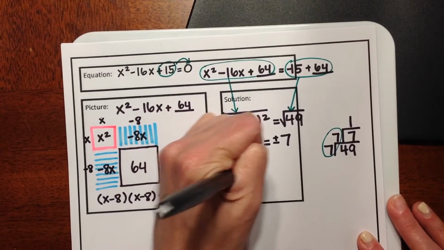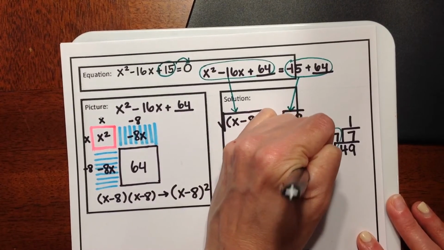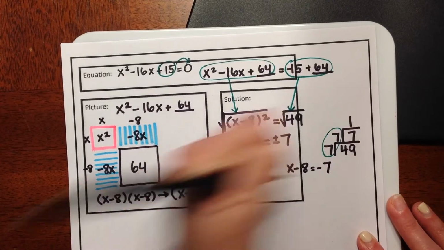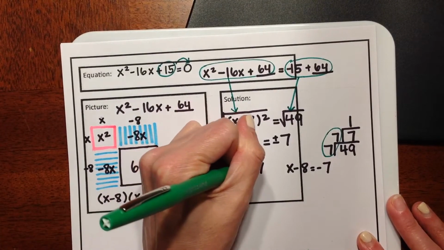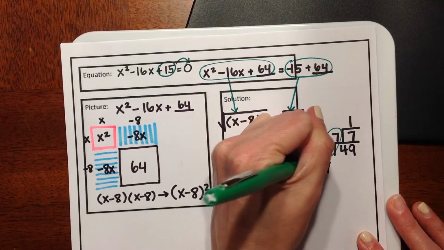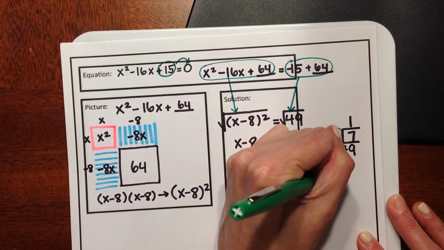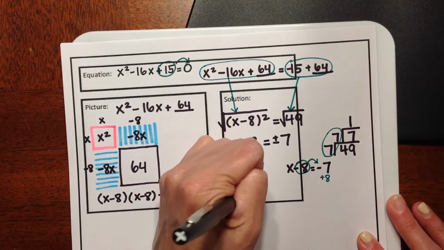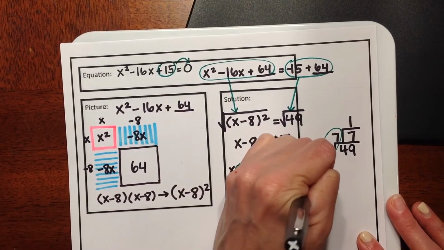So x minus 8 is equal to a positive 7, and x minus 8 is equal to a negative 7. When I move my negative 8s over to the other side, don't forget they change sign. So that's going to be plus 8, plus 8. x is equal to 15, or x is equal to 1.